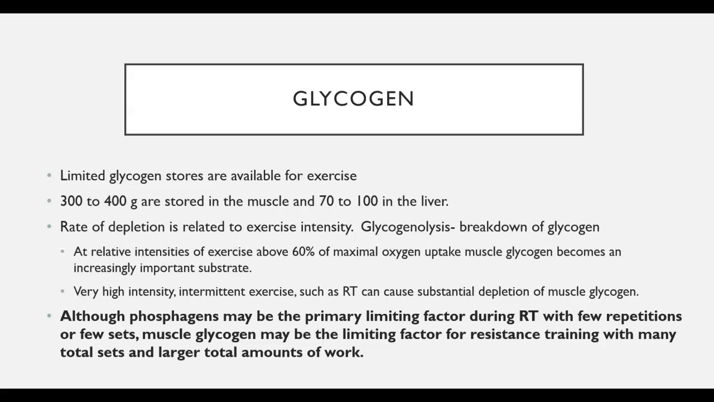And again, if we're doing a single set of resistance training, that's probably going to reduce our phosphagens, our creatine phosphate. But very high intensity intermittent exercise, such as resistance training, can also cause substantial depletion of muscle glycogen. So although phosphagens may be the primary limiting factor during resistance training with few repetitions or few sets, muscle glycogen may be the limiting factor for resistance training with many total sets and larger total amounts of work.